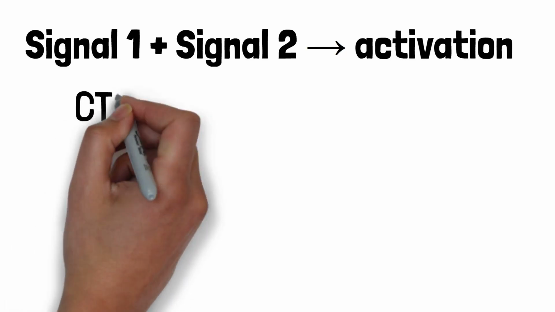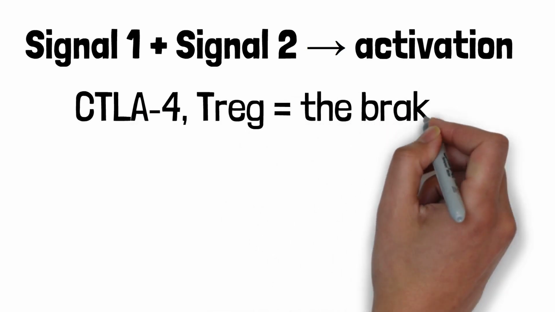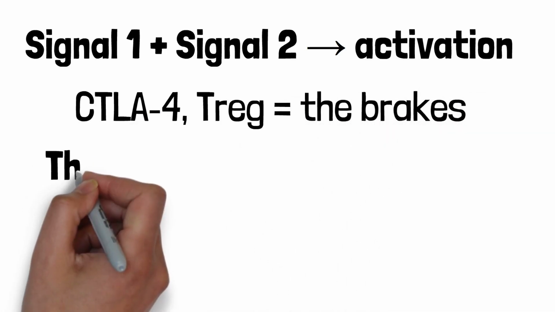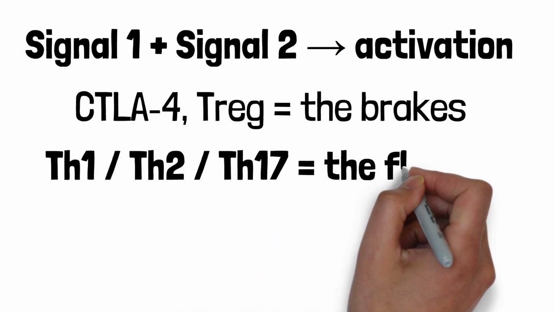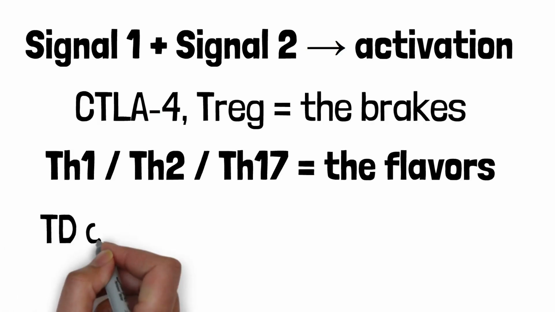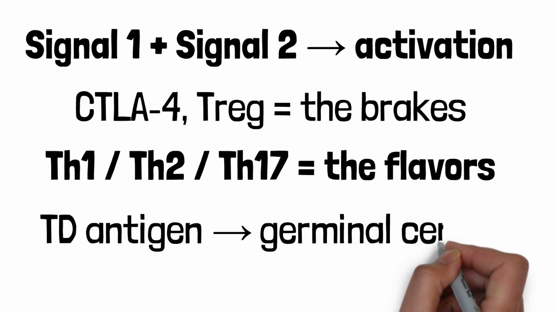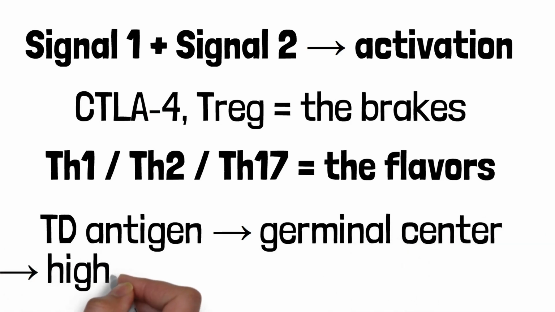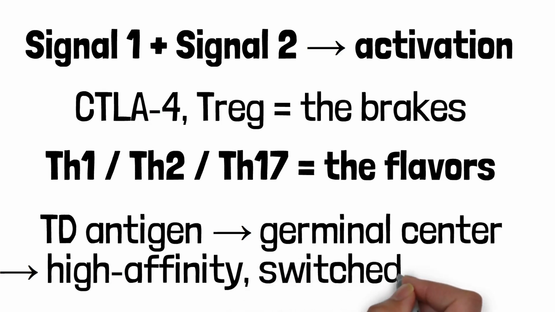a class-switched, high-affinity antibody. Remember the brakes. CTLA4 and Tregs are what keep that activation from running away. Remember the flavors. Th1, Th2, and Th17 each answer a different kind of threat. And remember the payoff. A thymus-dependent antigen, a germinal center, and two rounds of fine-tuning are what get you from a naive B cell to a high-affinity, class-switched antibody.